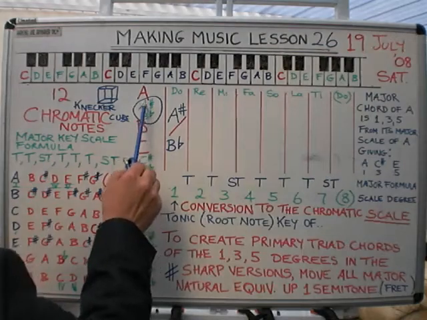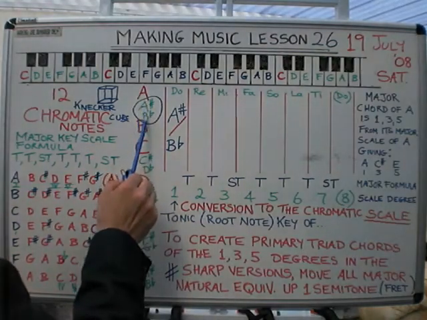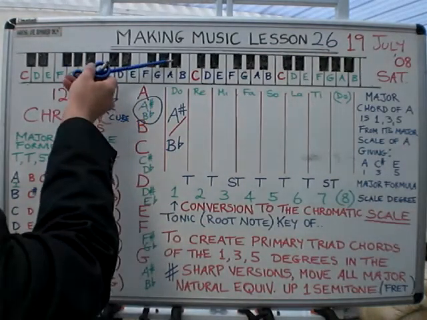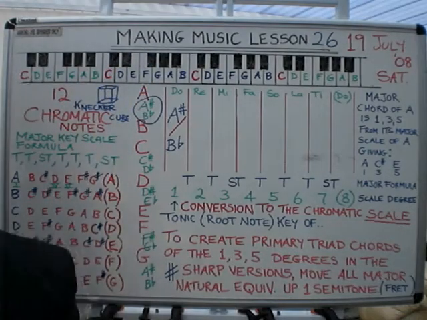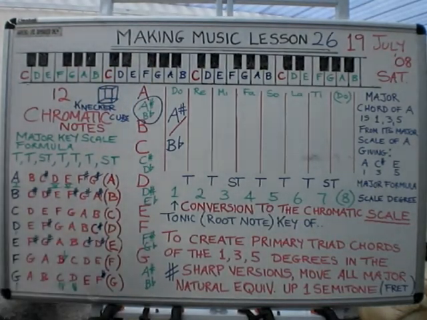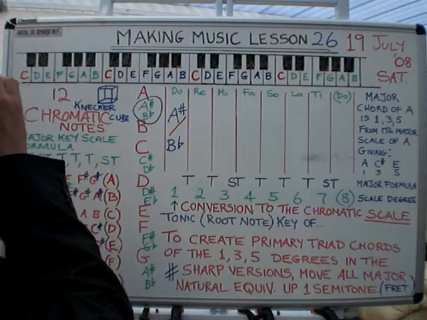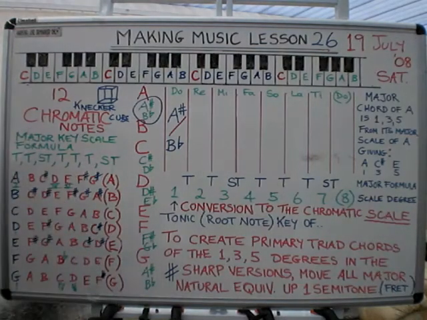So if we look here, A sharp, B flat, that's the enharmonic black key here. Now we're going to go through the tone, tone, semitone structure. Sorry, it's going to get a bit boring, but we will get there.